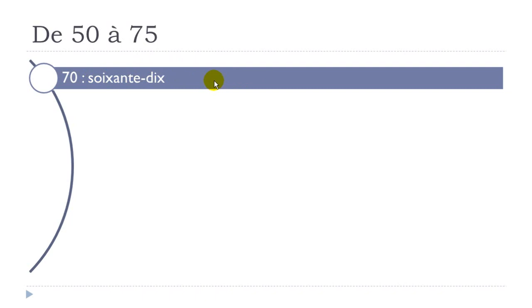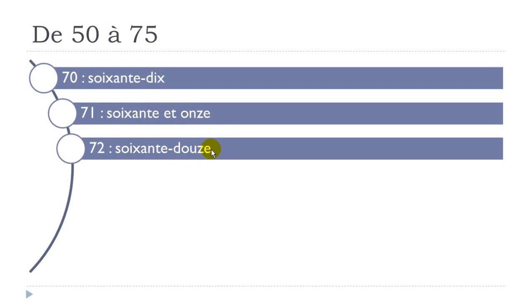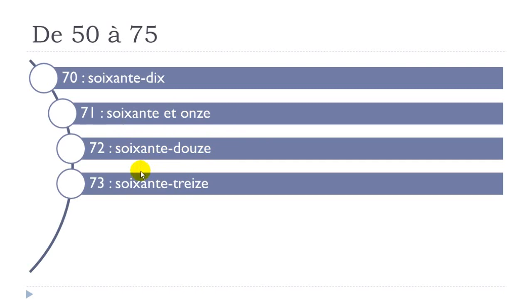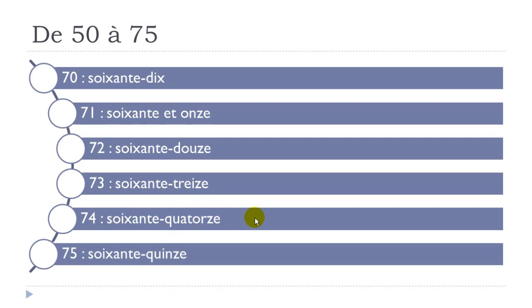70. 71. Okay, so you can see here now: 60, and then 11. 72. Same thing here: 60 and then 12. Okay. 73, 74, 75.